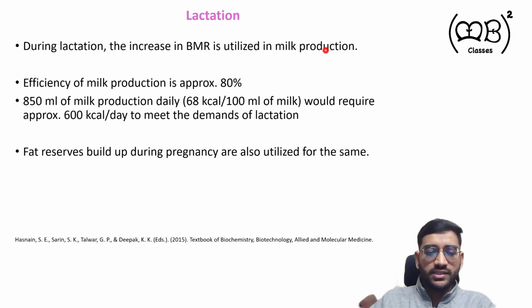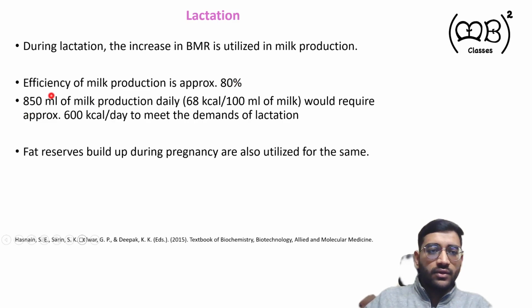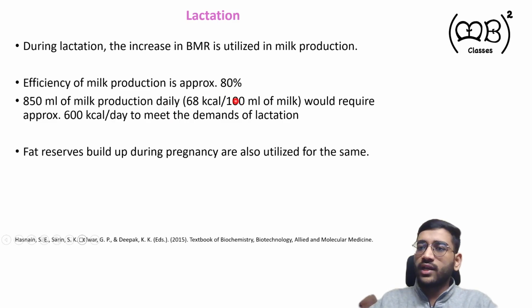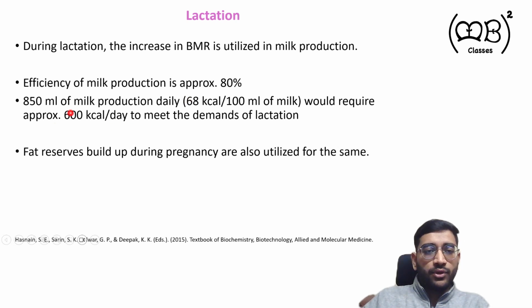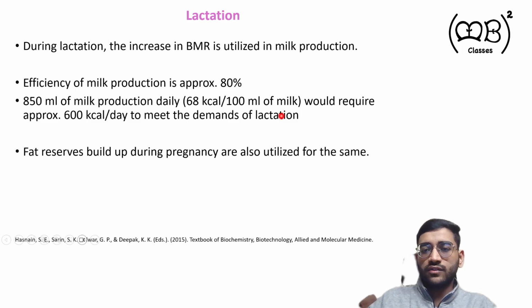As we know, BMR is the basal metabolic rate, which is utilized for the vital functions of the body. If the organs are working more in the basal conditions, then the metabolic rate would also be increased. The efficiency of milk production is around 80%. So if a healthy baby requires 850 ml of milk per day and milk has 68 kilocalories per 100 ml, then the female would require approximately 600 kilocalories per day extra from all the demands which she already has just to meet the demands of lactation.